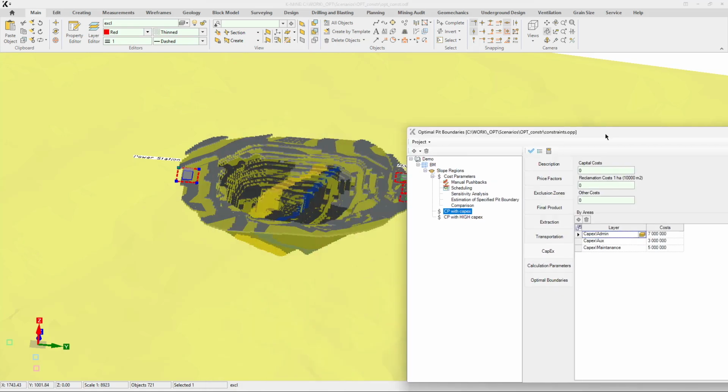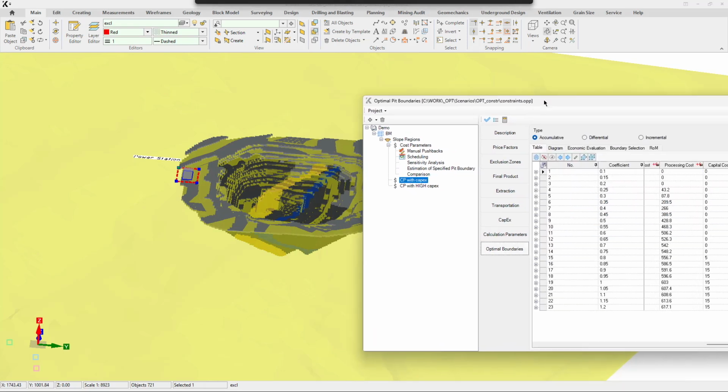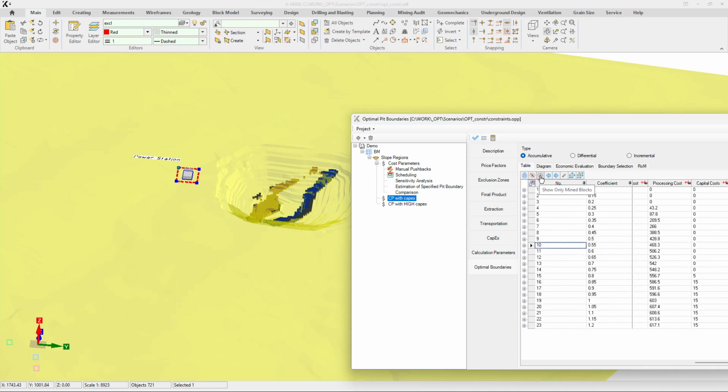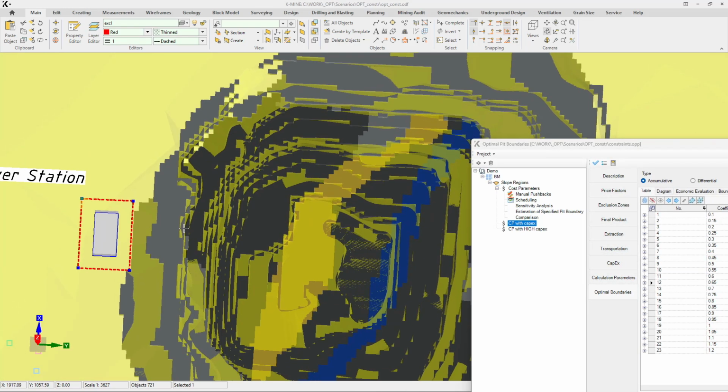We can see that the potential pit extends beneath all the structures located on the plan. This allows us to visually assess the impact of applying constraints in the calculation. Now, let's add exclusion zones. For example, the power station cannot be relocated. We add this object to the exclusion zones menu.